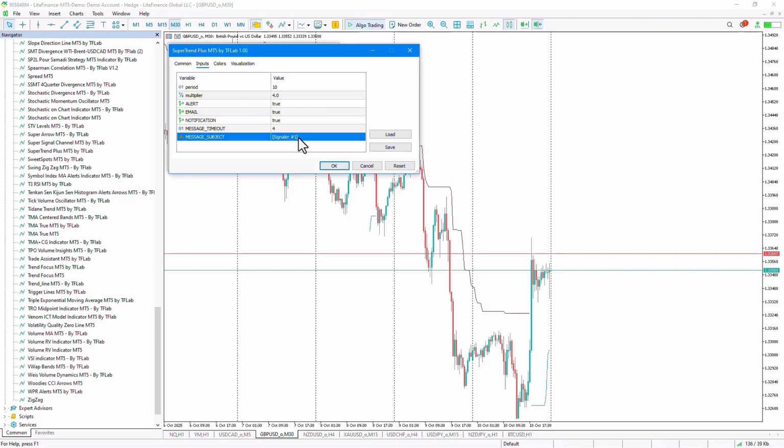In this last input, we can also customize the subject of the alert or order message as we wish. We can enter it here.